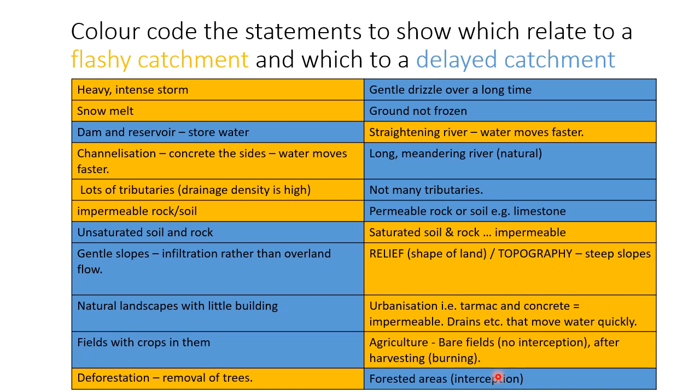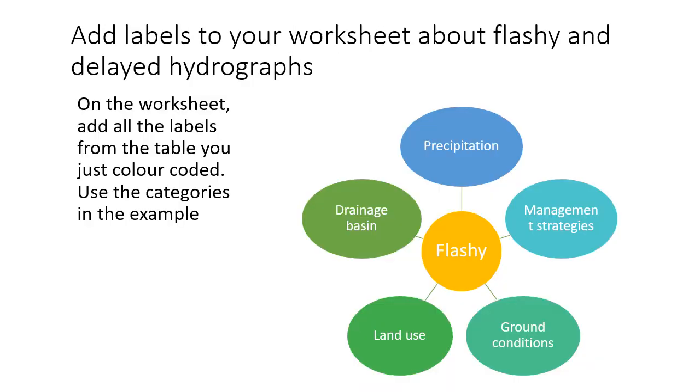Now, what you notice is that a lot of those are very similar to what we did last lesson, and that's why it's really important to understand these are all links. But basically, if you've got anything that's yellow, it's going to make it more flashy. Anything that's blue is going to make it a more delayed and a more slow onset flood. Now, what we're going to do is use that information to draw up a couple of diagrams that look like this. One for flashy, one for slow onset or delayed, and see what information you can get.